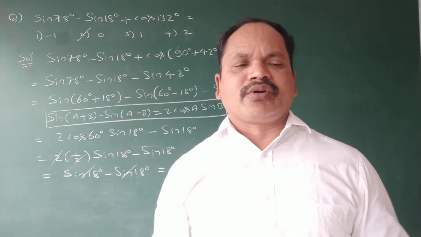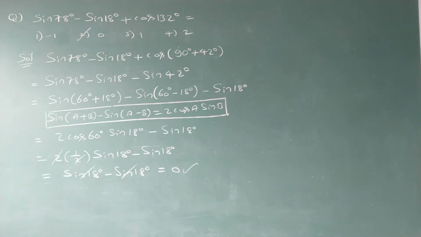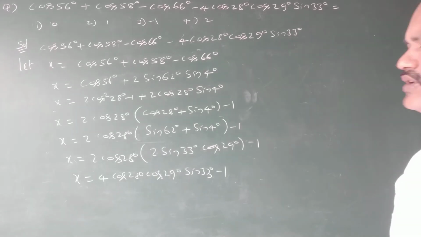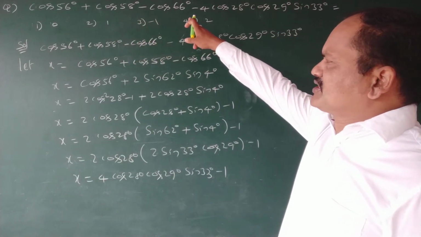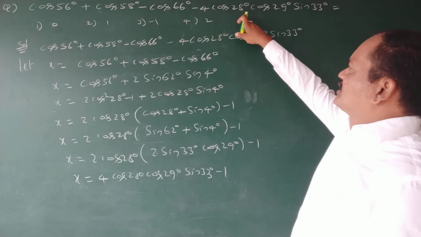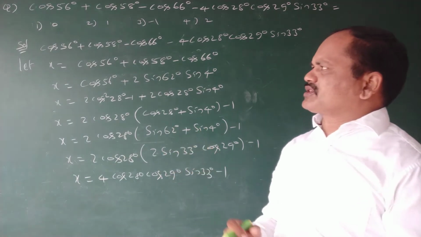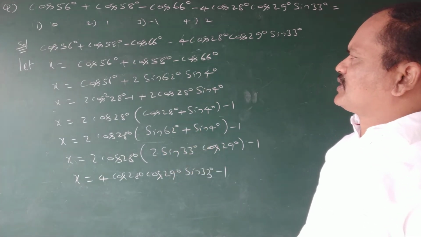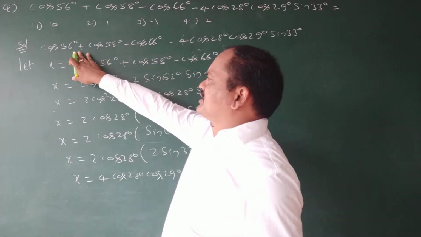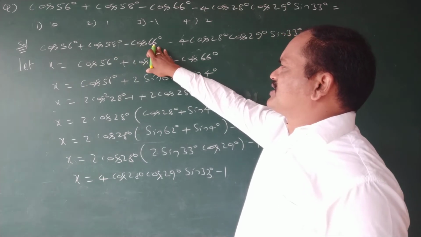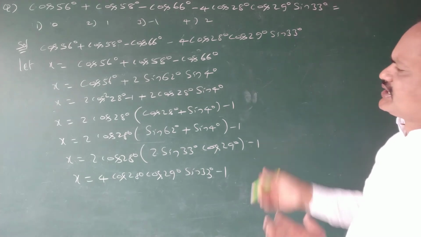That's all. Now we are going to one more question, depending upon this concept. The question is: cos 56 degrees plus cos 58 degrees minus cos 66 degrees minus 4 cos 28 degrees cos 29 degrees sin 33 degrees is equal to? First option 0, second option 1, third option minus 1 and fourth option 2.